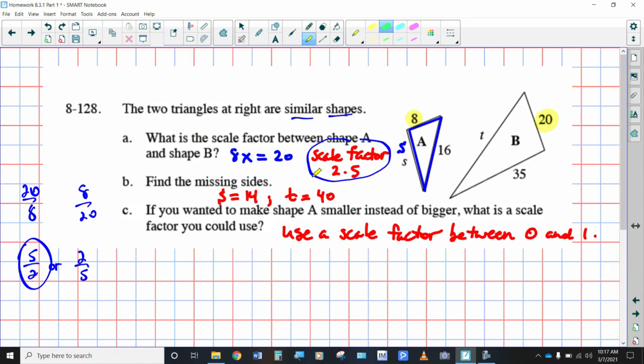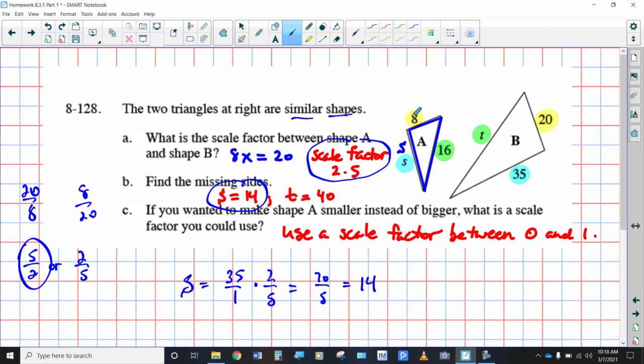Okay, so find the missing sides. One of the hardest things about this is making sure you get the corresponding sides together. The longest side here is 16, the longest side here is t. So those two correspond to each other, and this medium side here and this medium side here go together as well. So how do we solve for s? To solve for s, we're going to multiply 35 times the scale factor that's going to make it smaller. So this is going to be 35 over 1 times 2 over 5, which is 70 over 5, which is equal to 14. So s has to be equal to 14.